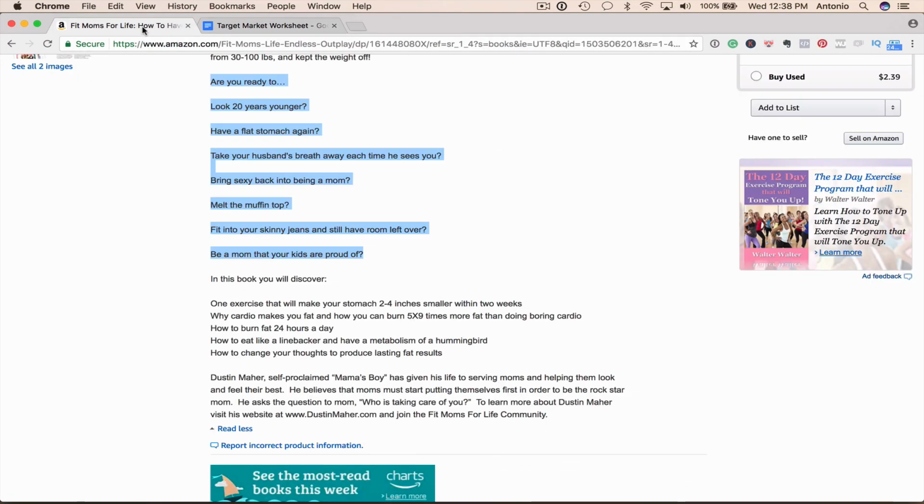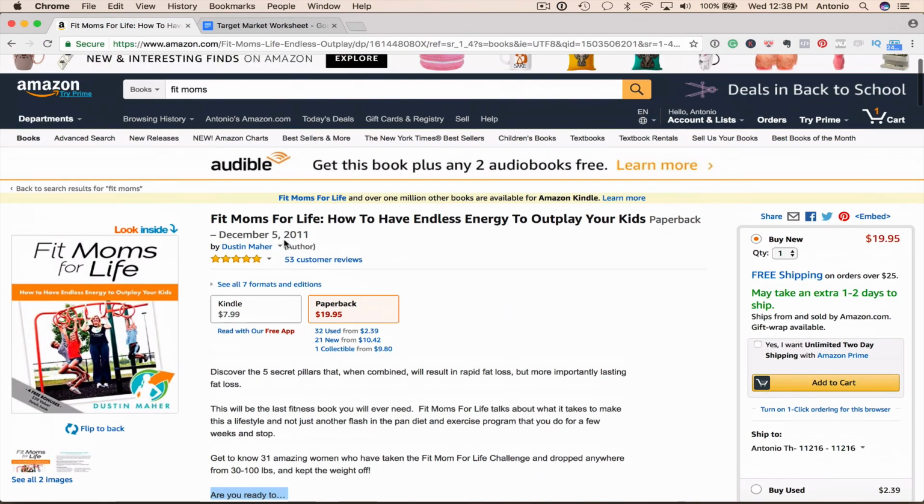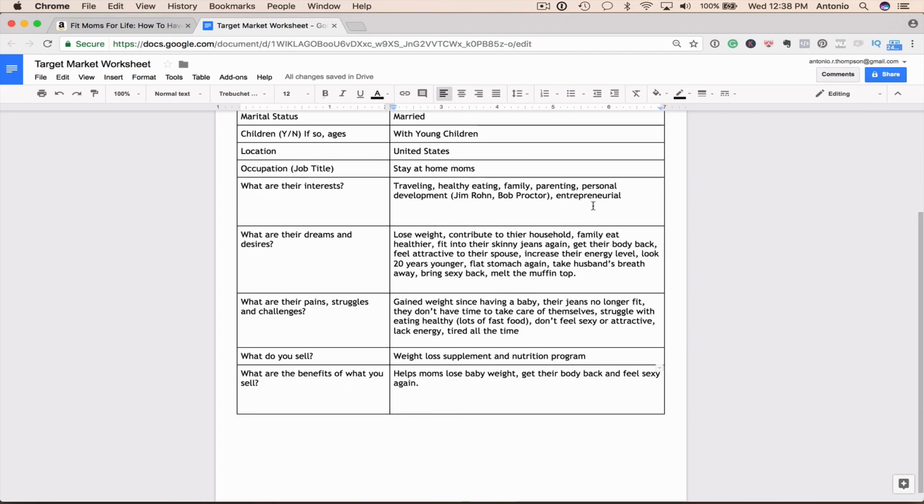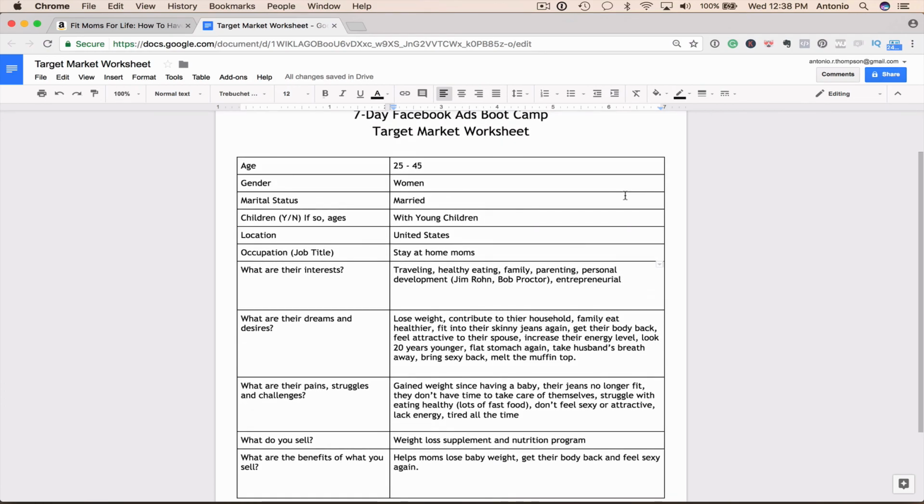Definitely, you can certainly go to Amazon.com to get some of the intelligence for this worksheet. When it comes to their interests, you can also add in books they might be consuming, magazines they might be consuming, other people they might be following online. But this is going to help you when it comes to creating your ad to make sure you're targeting the right people.